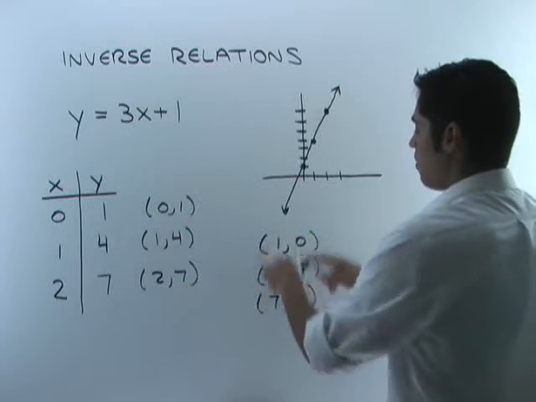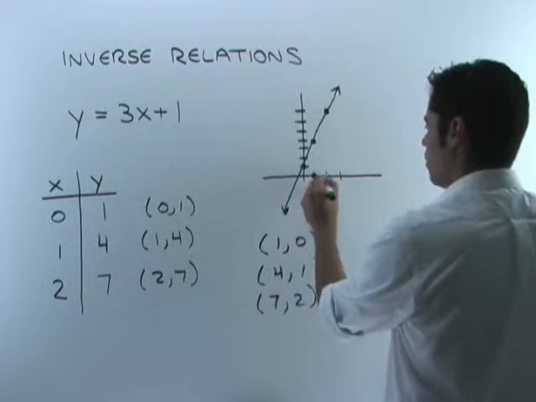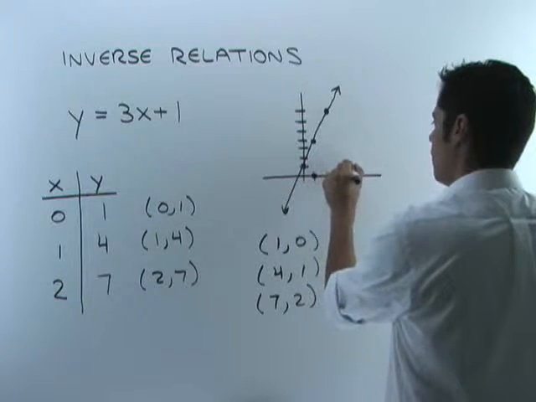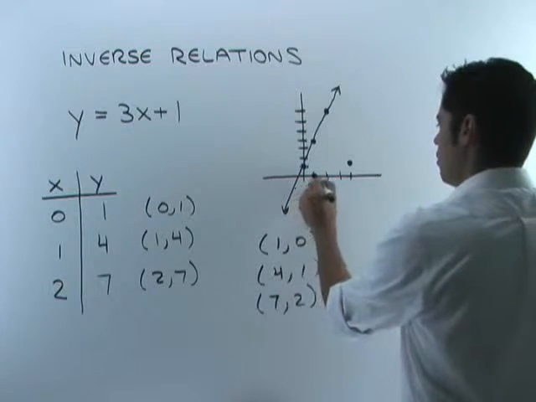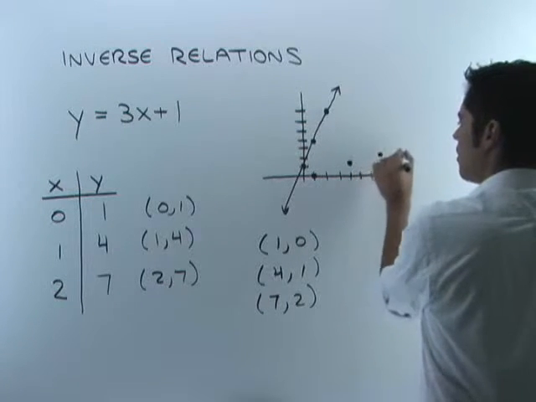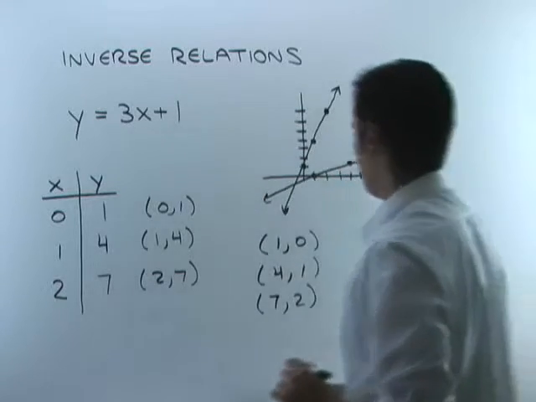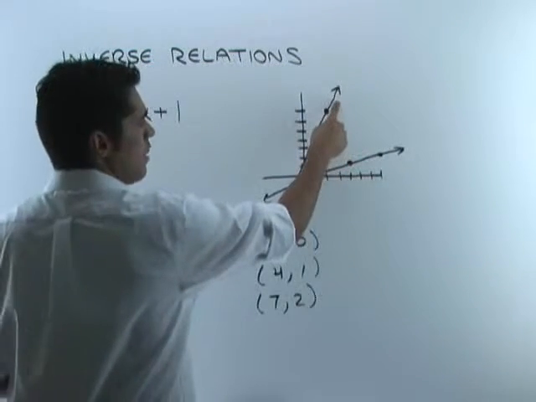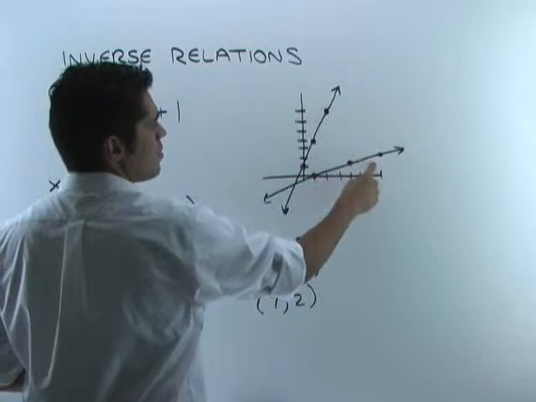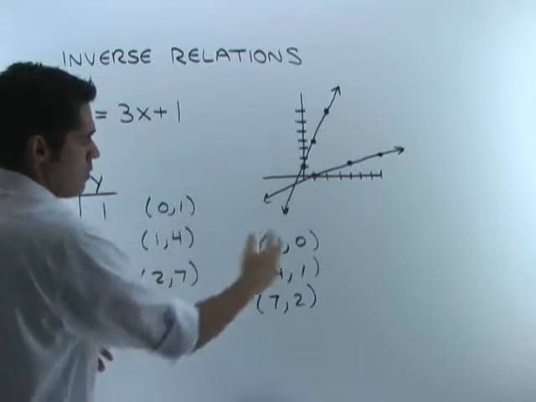And if we plotted these points, we get (1, 0), that's here. We get (4, 1): 1, 2, 3, 4, here's 1. We get (7, 2): here's 4, 5, 6, 7, up 2. And you can see this also graphs to be a straight line. So if this is our original equation, then this is the inverse relationship, okay? Now that's one point of view, flipping the ordered pairs.